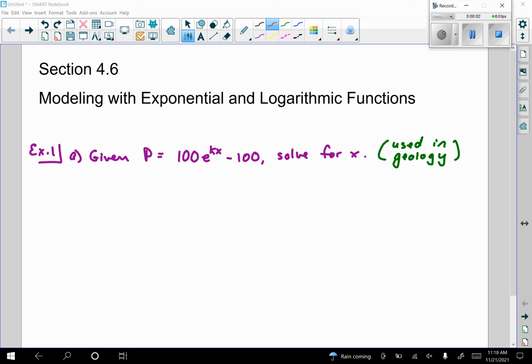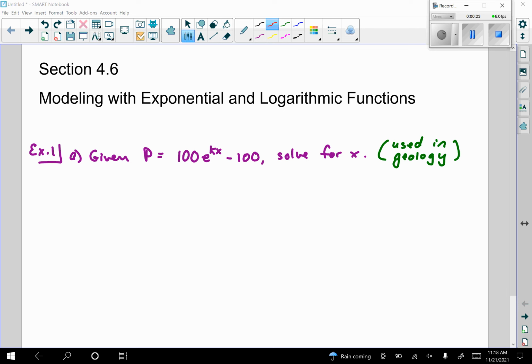Section 4.6, we're going to do a lot of real-life applications. Some of these you may find quite interesting, but the title is just modeling with exponential and logarithmic functions. Some of the formulas you're going to see are going to look familiar. Maybe some of the variables are changed a little bit, but we may also be solving for different values than what we've seen in previous examples.